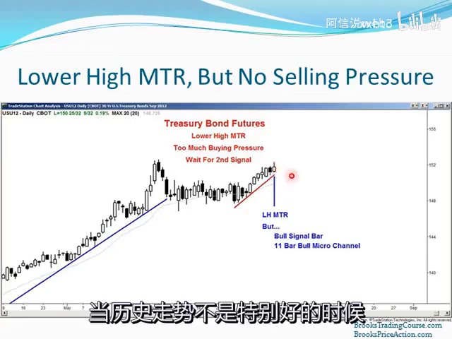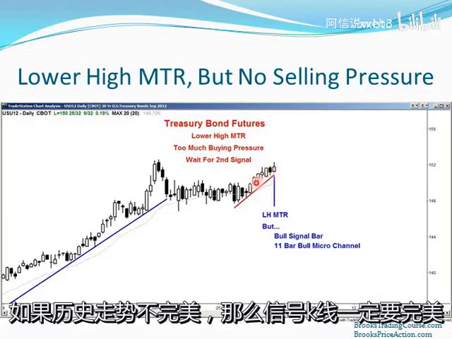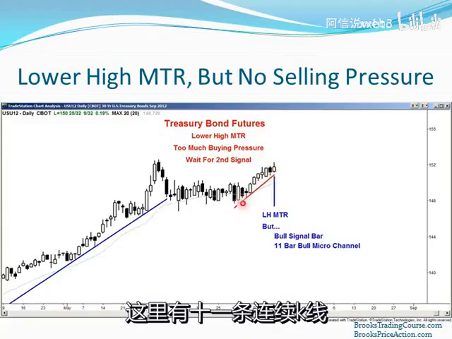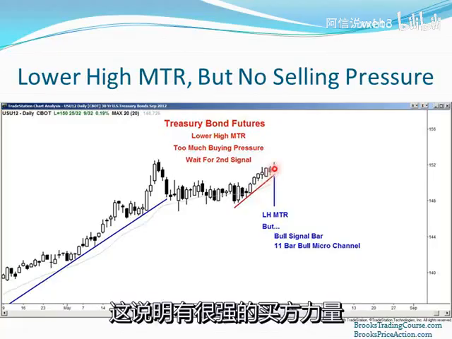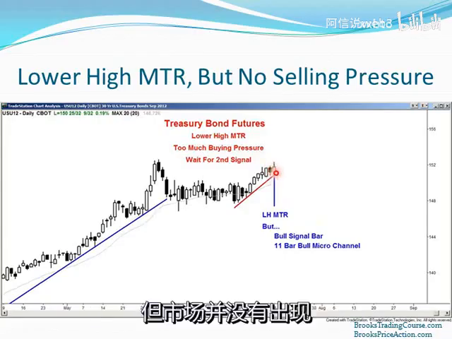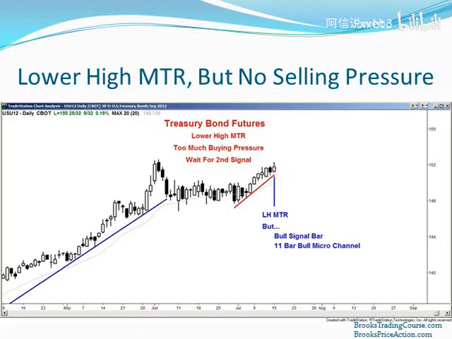So whenever the setup, the context is not perfect, and here it's not. We have too much buying pressure in this leg up. If the context is not perfect, I need a perfect signal bar, and to me this is not a perfect signal bar. We have 11 consecutive bars up in this bull microchannel, and that's just too much buying pressure. So I would need a very strong signal bar, and we don't have one. So I would not take that short. Instead, I would wait.